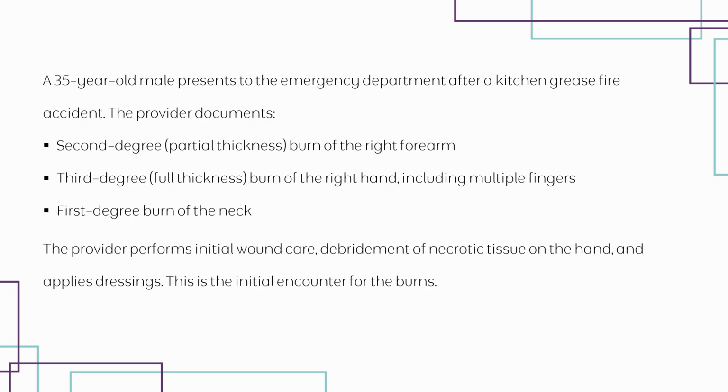The first step is to identify the conditions that are present. For this case, we have burns on multiple anatomic locations with multiple severities. We have a second-degree burn on the right forearm. Next, we have a third-degree burn located on the right hand and middle fingers. And then lastly, we have a first-degree burn located on the neck.